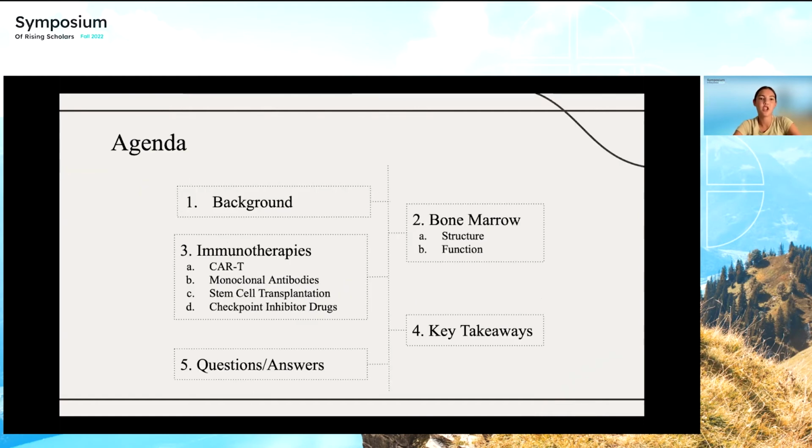So here's the agenda. First, I will go over the background of the cancer. Second, I will review the bone marrow and its structure and function. Third, I will review the 4 following immunotherapies: CAR T therapy, monoclonal antibodies, stem cell transplantation, and checkpoint inhibitor drugs.